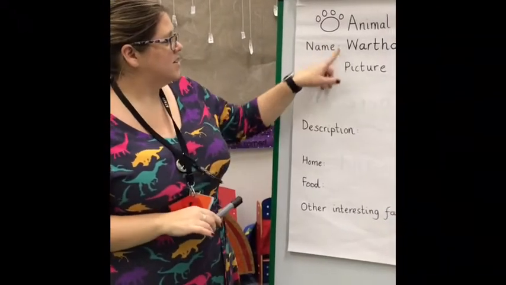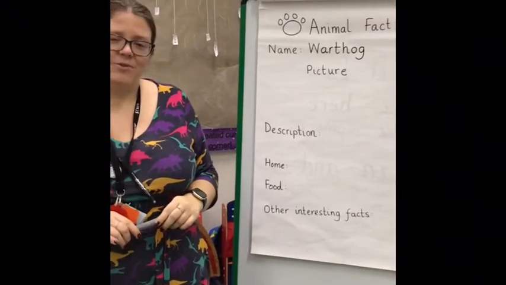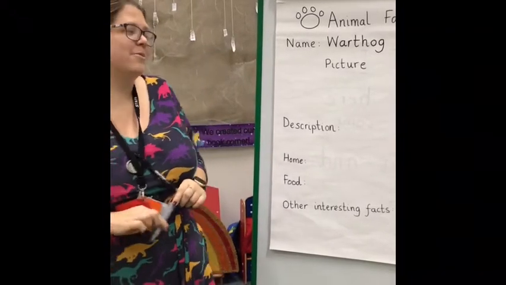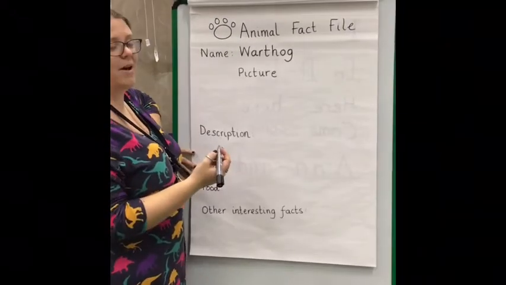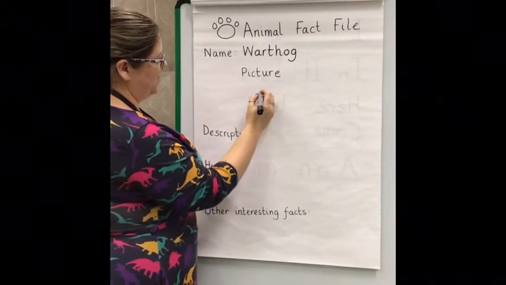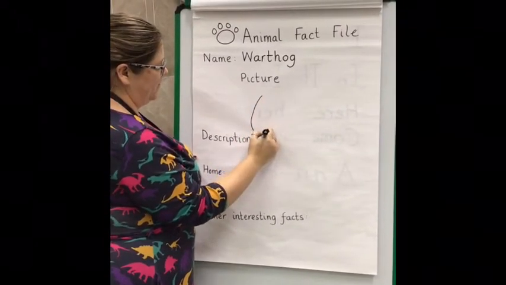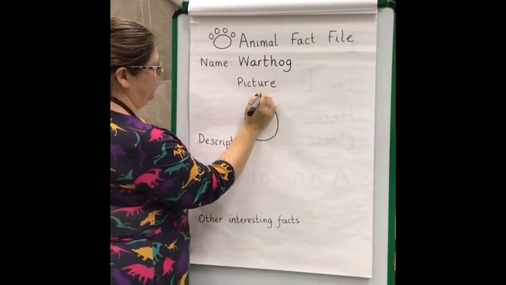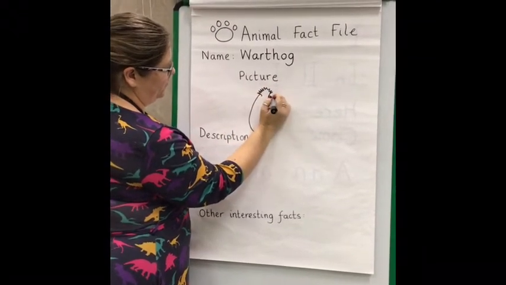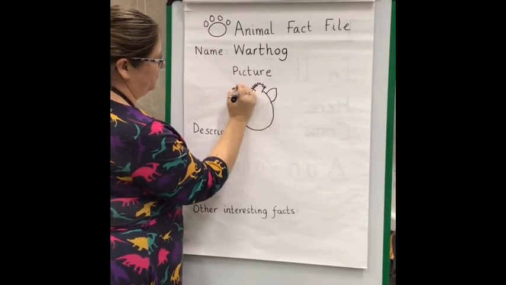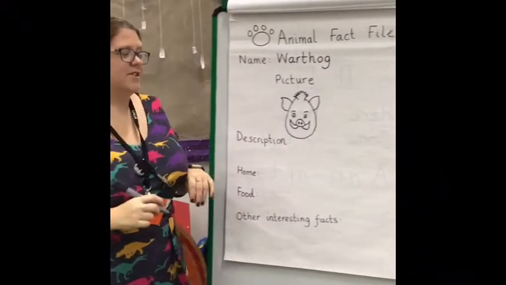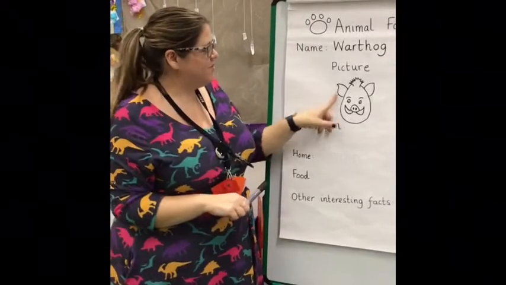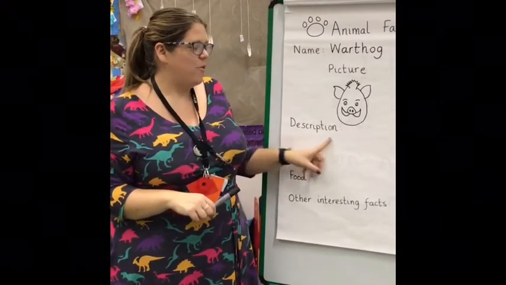So the next part of my fact file is they need a picture. So I'm going to draw a picture of the warthog. So I'm going to get started, but I might pause the video and then come back to you just once I've done him, okay? Okay, so that's my warthog. Again, you know that Miss Lewis's drawings are not that amazing, but some of you are great artists, so have a go at drawing.